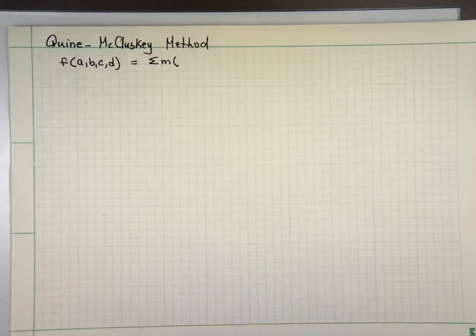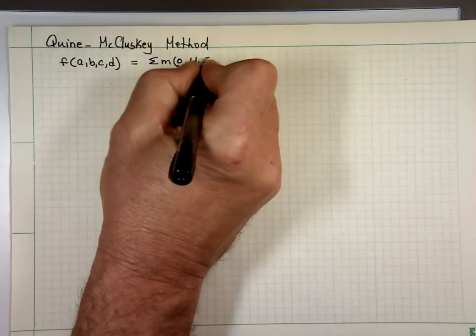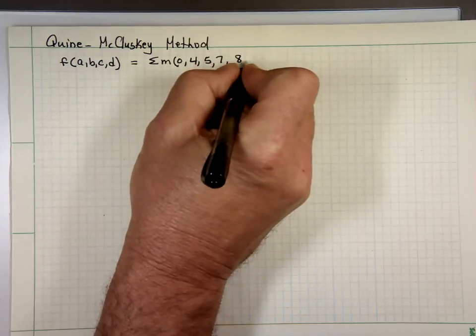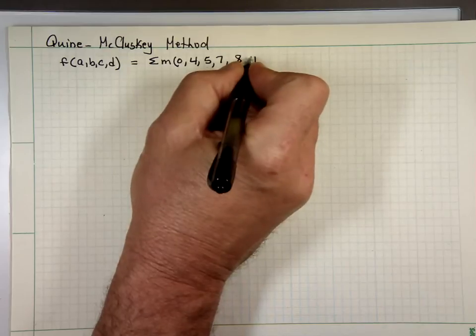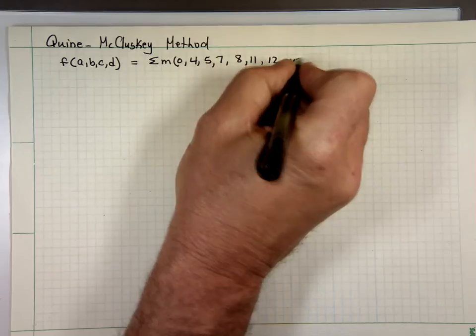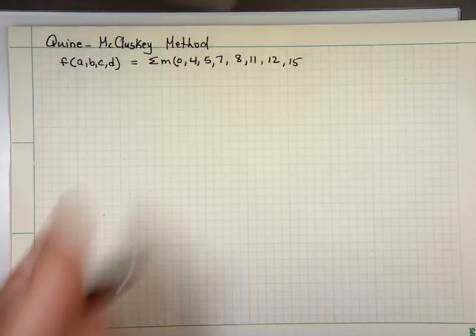The summation of 0, 4, 5, 7, 8, 11, 12, and 15. The way this method works, what you want to do is break them.